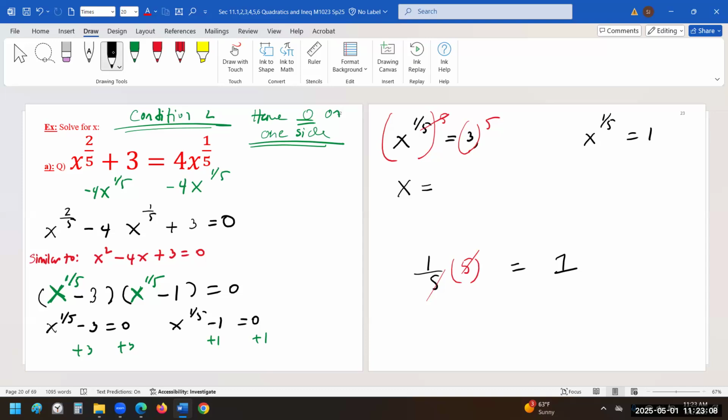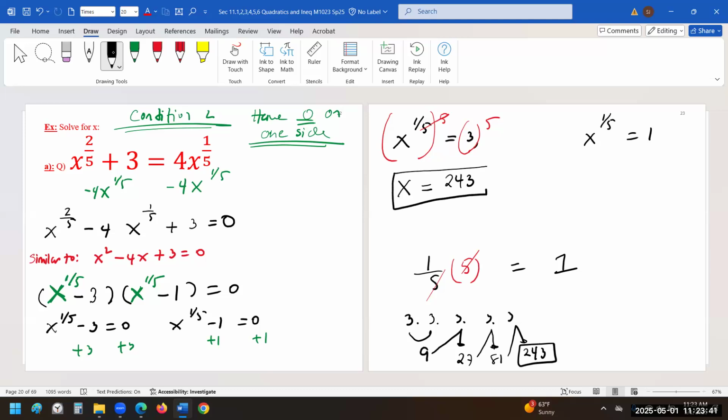And now you have to multiply 3 five times. So 3 times 3 times 3 times 3. 3 times 3 gives us 9. 9 times 3 gives us 27. 27 times 3, 81. And lastly, 81 times 3, 243. So one of the x values is 243.